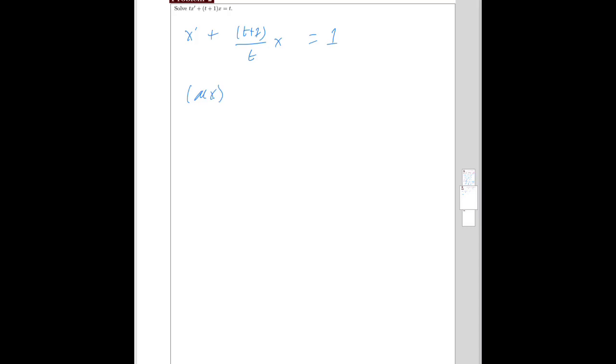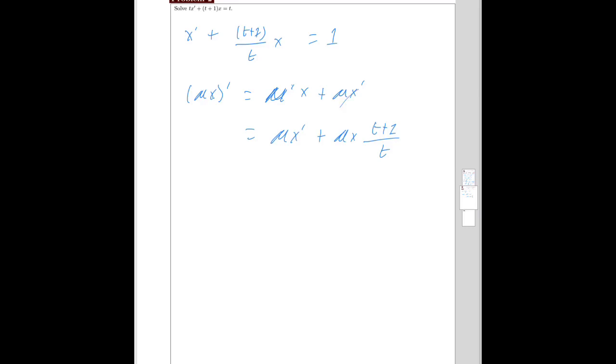Okay, so remember, for the integrating factor, the idea is we want to find an integrating factor, usually called mu, and we want mu x prime, which by the product rule is mu prime x plus mu x prime. We want this to equal mu times the left-hand side of the equation. So we want this to equal mu x prime plus mu x (t plus 1)/t.